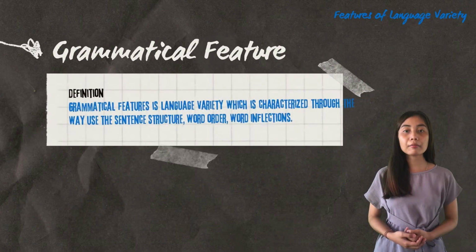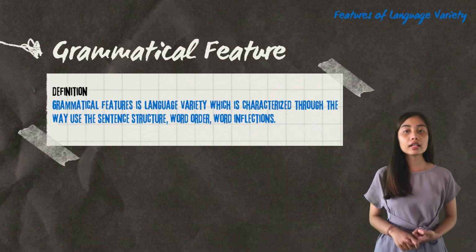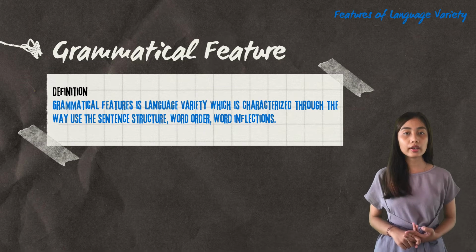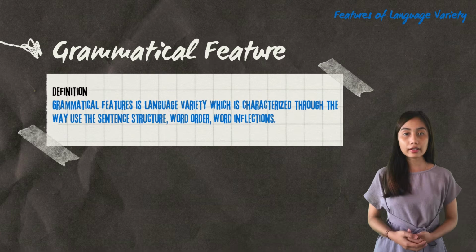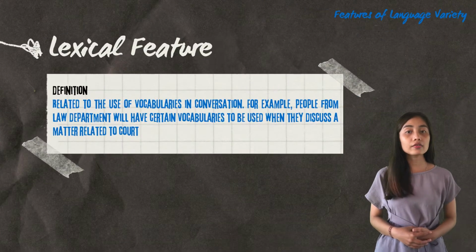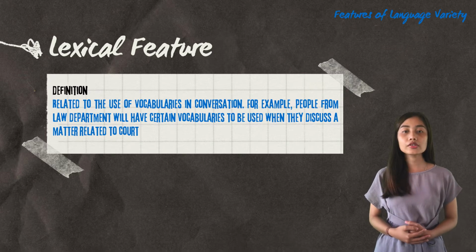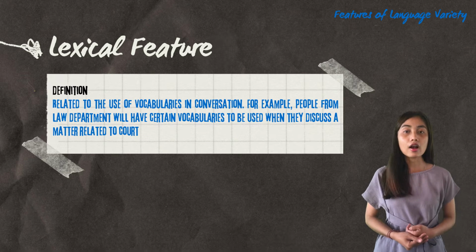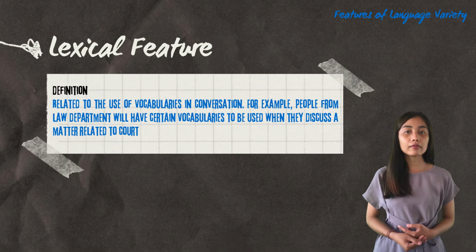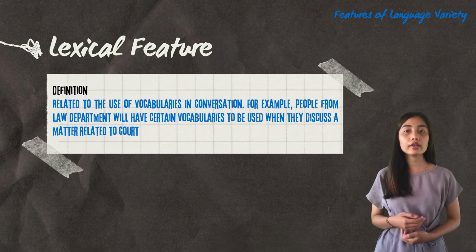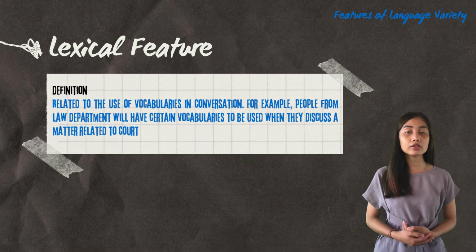The next is grammatical features. Grammatical features are language variety which is characterized through the way you use sentence structure, word order, and word inflections. Okay, next is lexical features. Lexical features are related to the use of vocabulary in conversation. For example, people from the law department will have certain vocabularies to be used when they discuss a matter related to court.